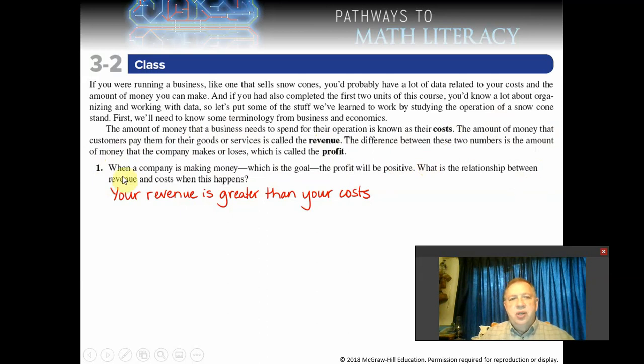When a company is making money, which is the goal, the profit will be positive. What is the relationship between revenue and cost when this happens? The revenue is greater than the cost. I've got more money coming in than I'm paying out for things like the cones and the ice cream.